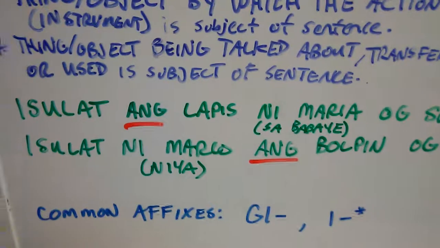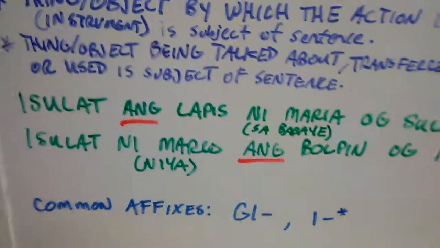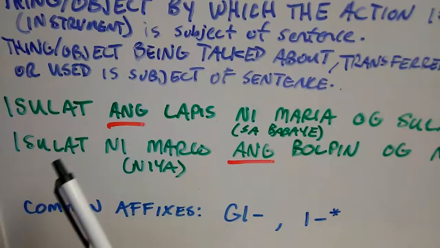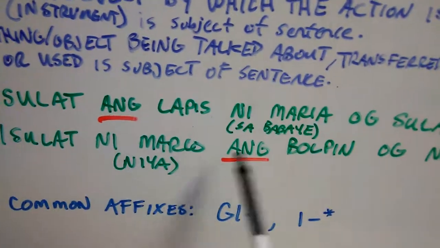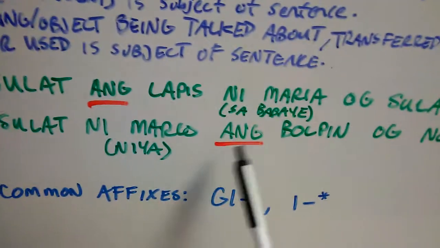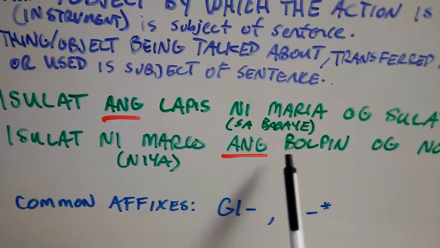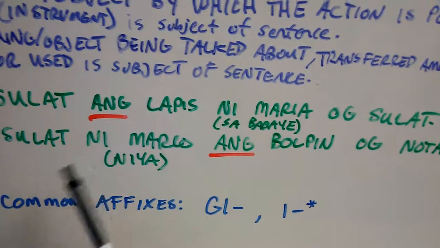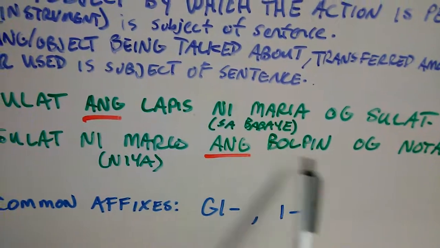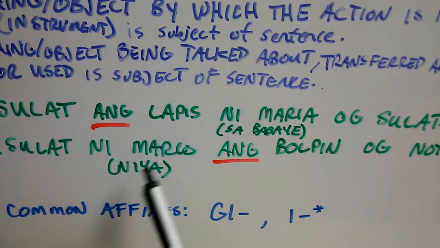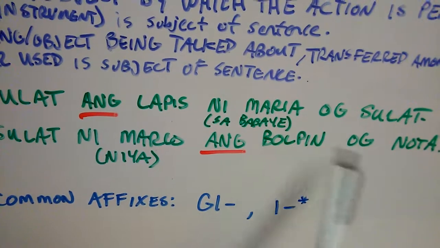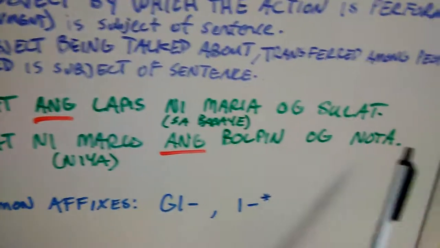And word order here, the syntax doesn't really matter as long as your marked objects and nouns are in place, right? So the second sentence is isulat ni Marco ang bolpen ug nota. Notice again how ang bolpen is in the middle of the sentence. Normally, the sentence structure is verb, subject, object, right? Because our subject right now is that focus, the ang bolpen or ang lapis. But it's flexible word order if you have your marking in the correct order, right?